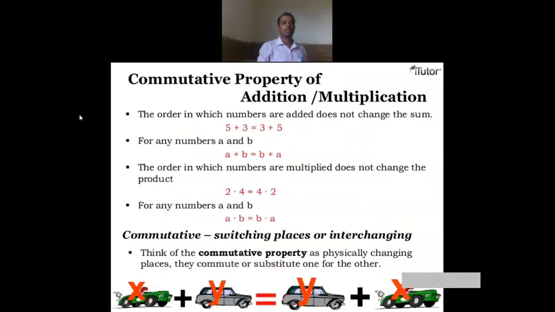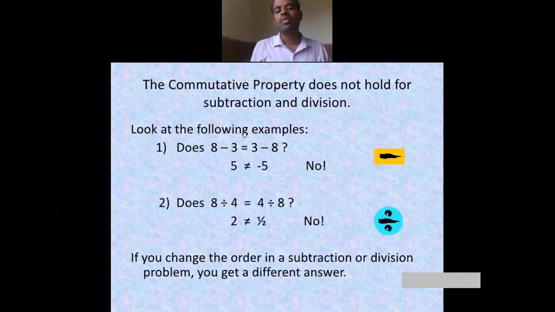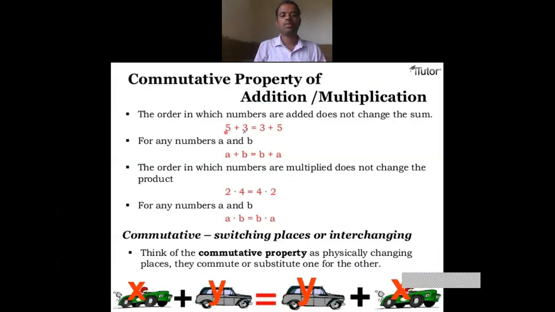Next, commutative property of addition and multiplication. What is meant by commutative property? The numbers we have to write in reverse order, two times. Here they have given 5 plus 3, and here 3 plus 5. If we add 5 to 3, we get 8, and if we add 3 to 5, we also get 8. Therefore, the commutative property under addition holds good.